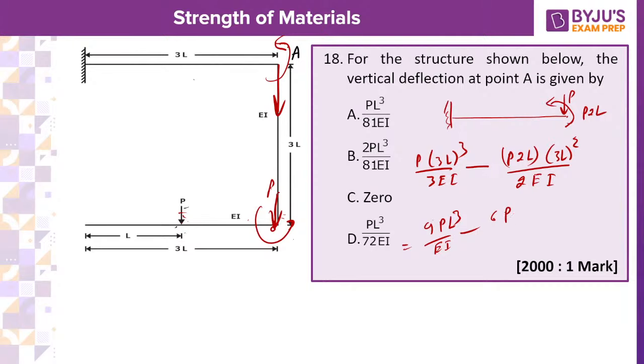3 3 9, sorry, 3 3 9, 2 18. 2 9 18, you will get 9 only. 9 3 3 9, 9 2 18, 9 18 and 2 2 get cancelled, so only 9, then PL cube by EI. Oh, that is 0. That's all. So only if you know how to shift the force, you can calculate it very easily.